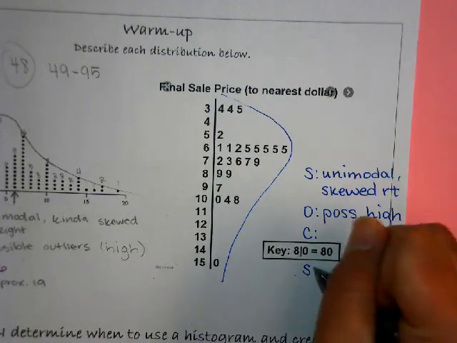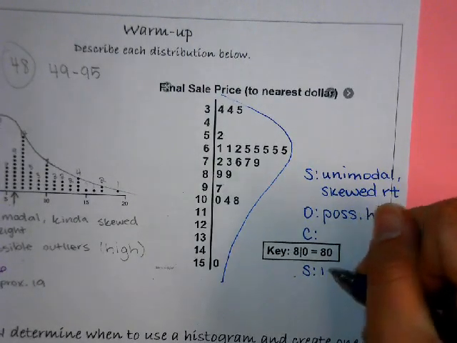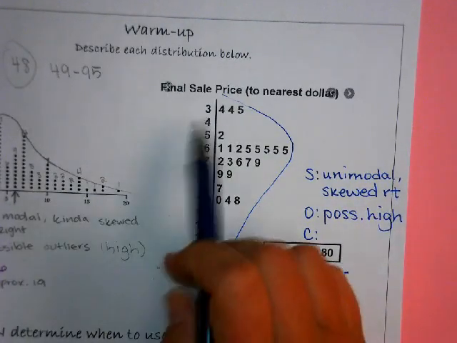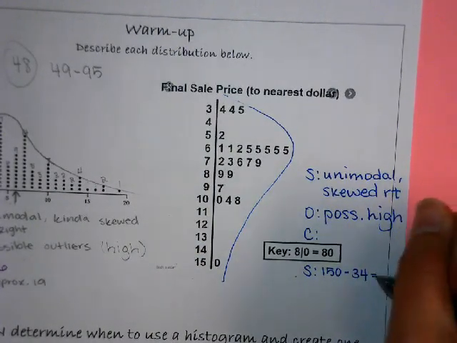The spread is a little more obvious. What's the highest piece of data? 150. 150 minus the lowest, 34. So it's 160.